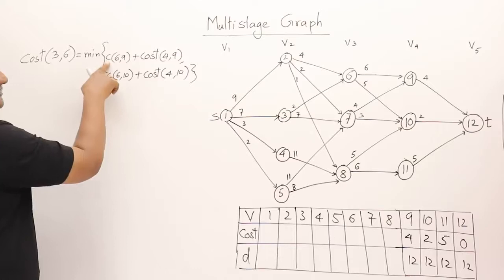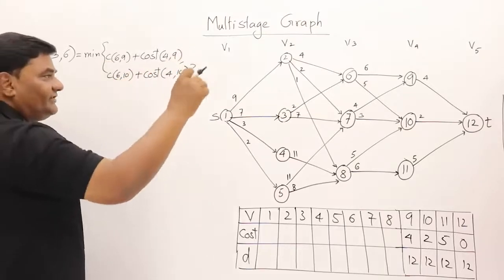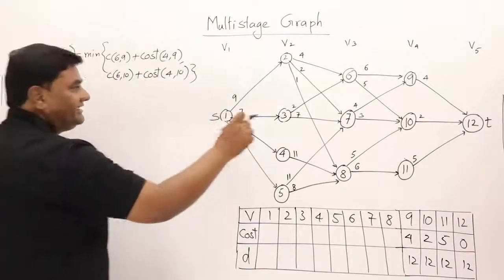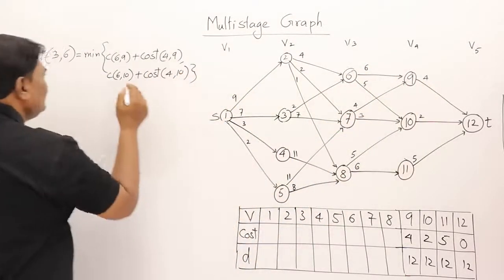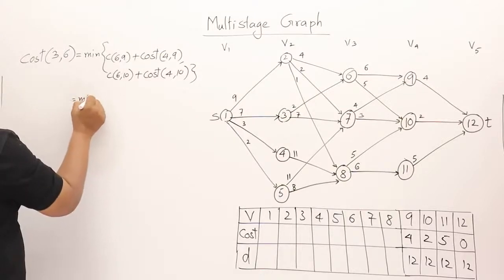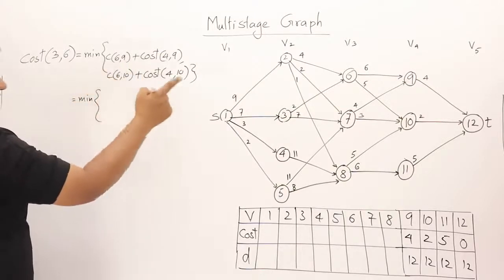C is the cost of an edge. Cost is the cost of a vertex. C is the weight of an edge. Okay, I am writing it as the weight of an edge. 6 plus 9. So what is this equal to? Minimum of C(6,9) is how much?